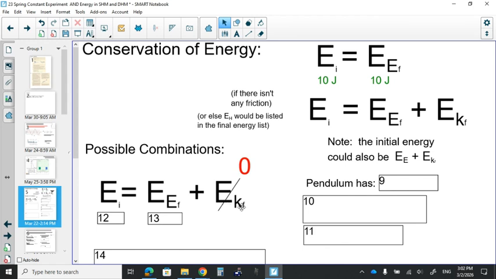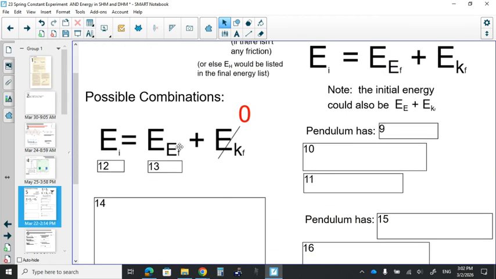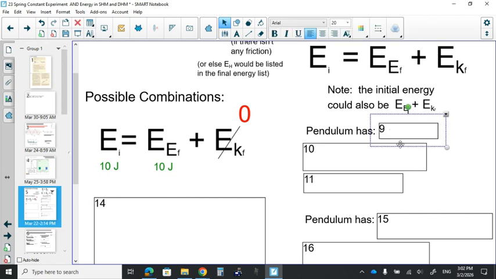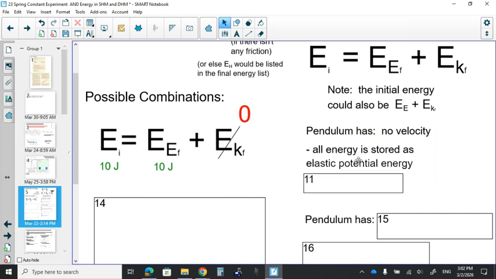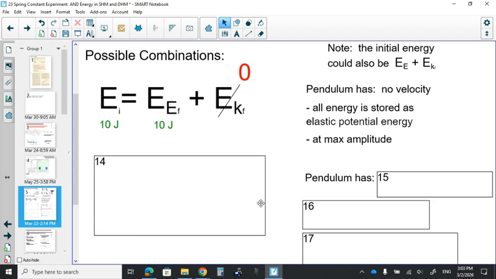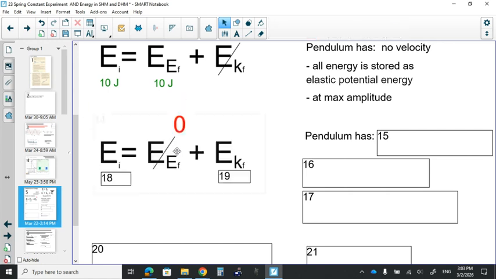So possible combinations, of course, you could have all of your energy as elastic, in which case you'd have all of the 10 joules there. So that pendulum would have no velocity, right? So it would be all the way compressed or all the way stretched. So all the energy stored in the spring at max amplitude, either left or right, or up or down, or wherever you're talking about, right? Whatever the situation may be.